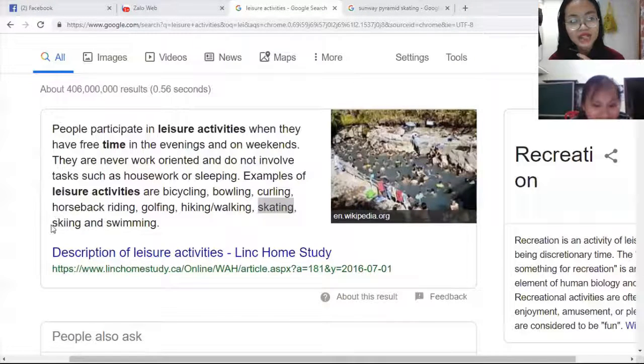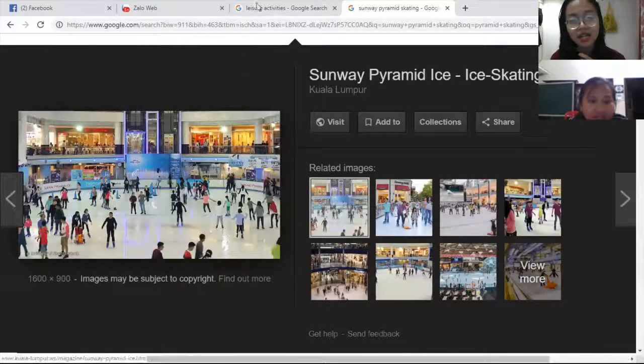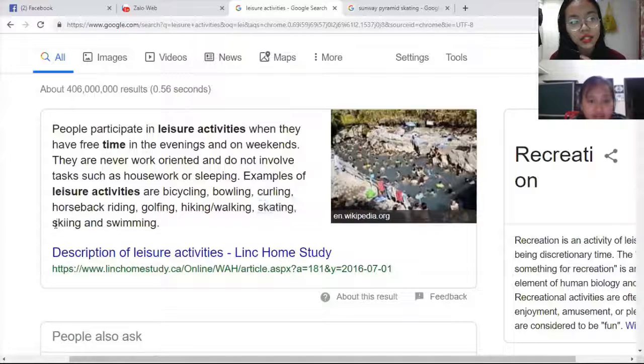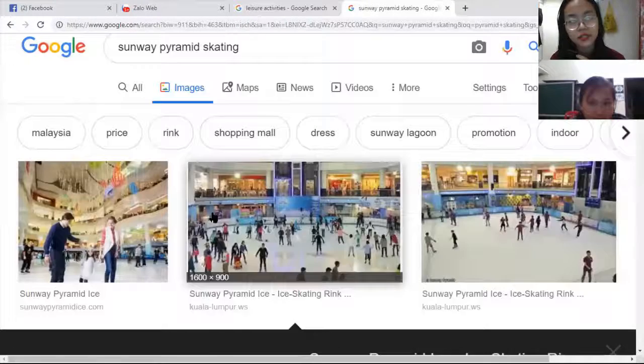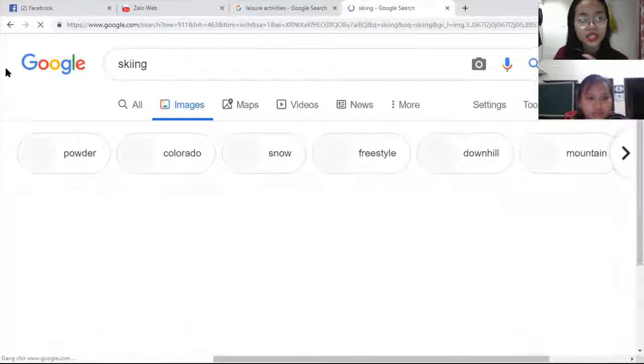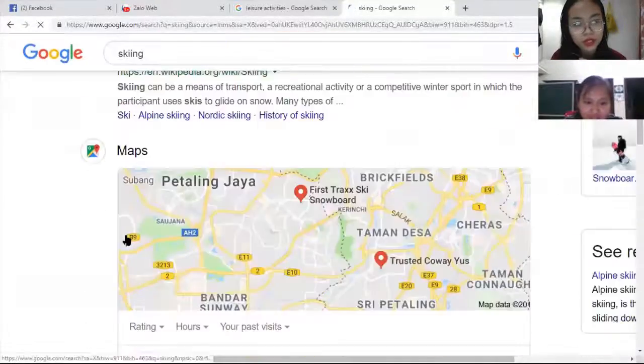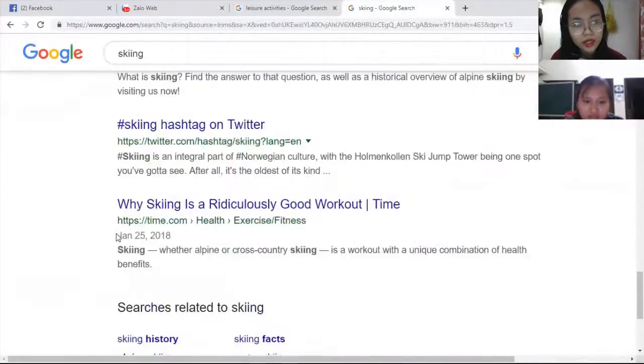Skiing. Do you know skiing? Yeah. So what is the difference between skating and skiing? Skating is on the ice. Do you know the ice? Ice here. But skiing, what is it? Let's check it here. Is it on the snow? On the snow. Okay.